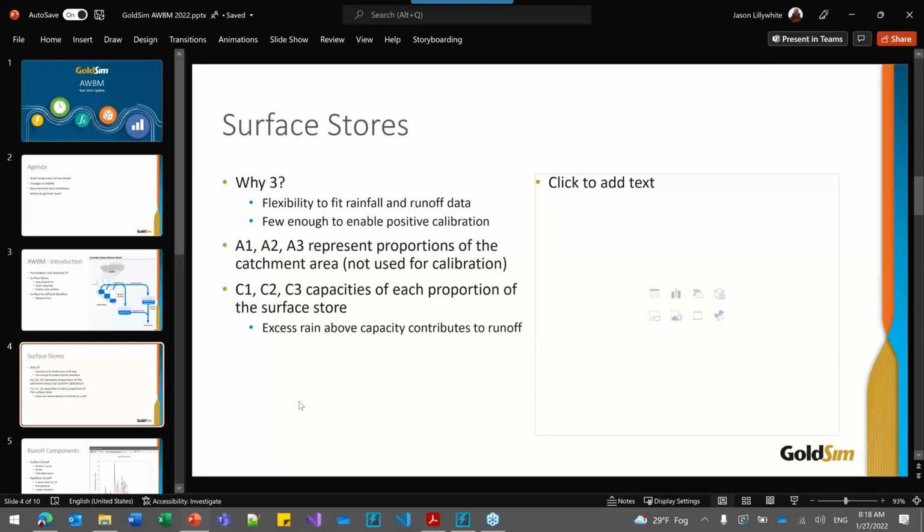Again, A1, A2, and A3 represent proportions of the catchment that you can divide it up into. So maybe if you have parts of the catchment that do not have a lot of capacity to absorb moisture when it rains, then that area of the catchment would be represented in A1. If you have other parts of the catchment with soil that can accept a lot more moisture before running off, then that would be represented as a different, larger part of the surface store, or a surface store with a larger capacity, such as C2 or C3. So those values, C1, C2, and C3, are depth capacities assigned to each of those three proportions. And any excess rain above those capacities is then calculated as overflow and contributes to runoff.